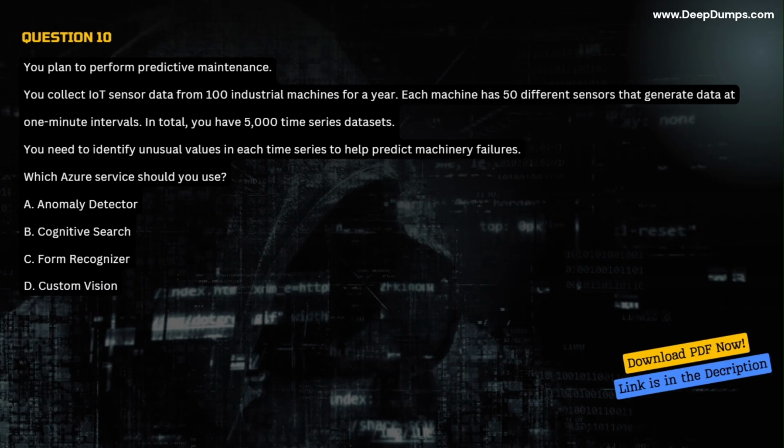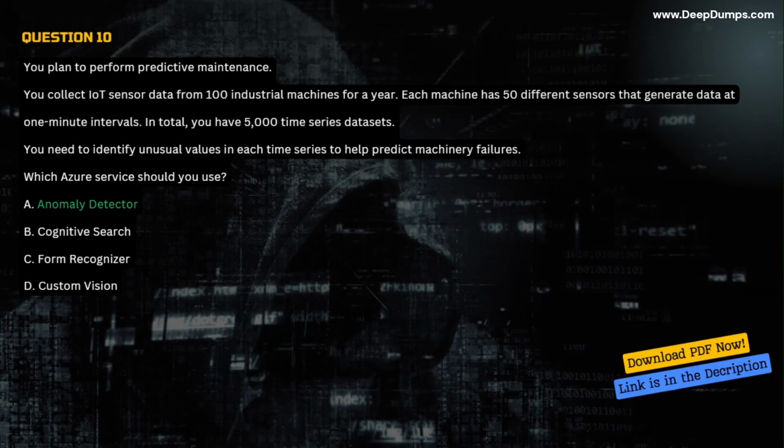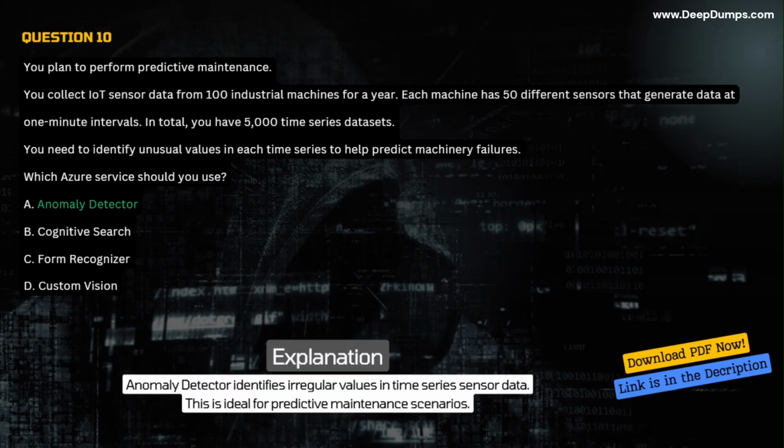A. Anomaly detector. B. Cognitive search. C. Form recognizer. D. Custom vision. Correct answer A. Anomaly detector. Explanation: Anomaly detector identifies irregular values in time series sensor data. This is ideal for predictive maintenance scenarios.